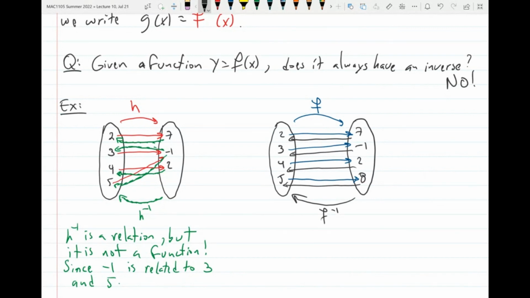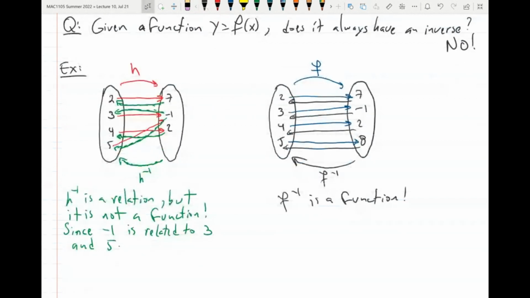Now, is this a function? The black arrows, do they represent a function? It's a function. So this time, F inverse is a function. Because every input has a unique output. Okay, we don't have an input going to 2 different outputs. So now let's try to see what's the difference between H and F once again.